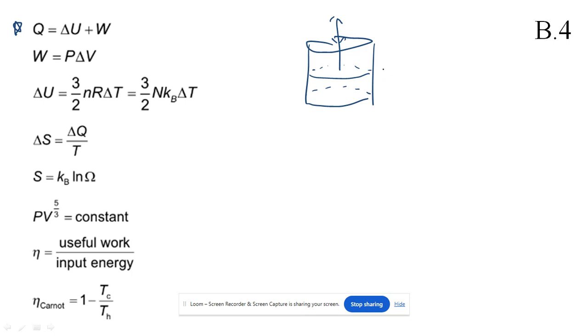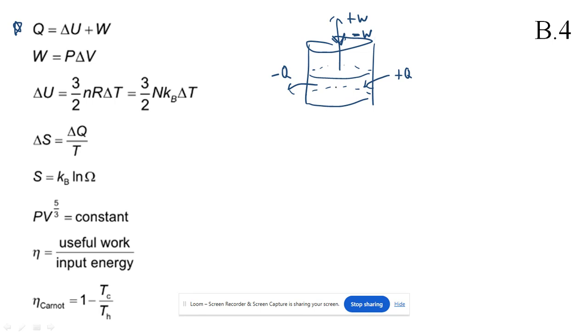Okay. Heat can flow in. That's positive Q. Heat flows in. Heat could flow out, though. That would be negative Q, right? If the piston moves out, that's positive work. And if the piston moves in, that's negative work, right?